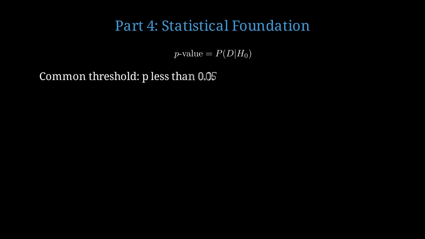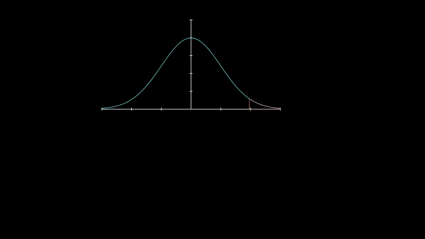Understanding the statistical foundation is crucial for hypothesis testing. The p-value represents the probability of observing your data, or more extreme data, if the null hypothesis is true. The conventional significance threshold is p less than 0.05, meaning less than 5% chance of false positive. This normal distribution shows the critical region where we reject the null hypothesis. The shaded tail represents the 5% significance level.